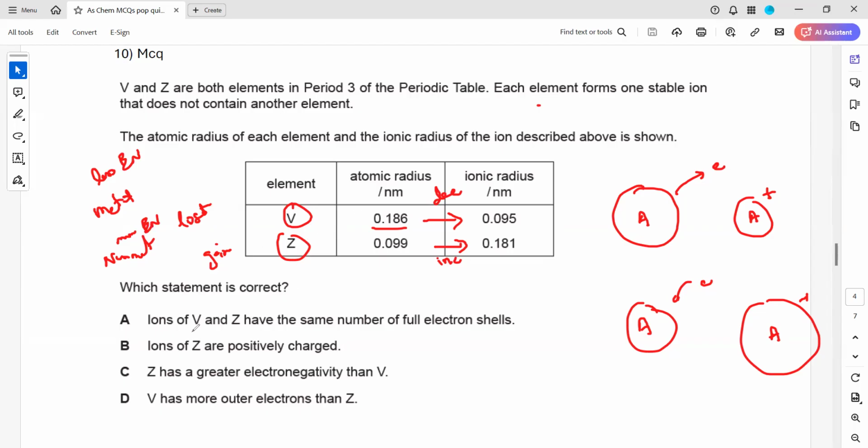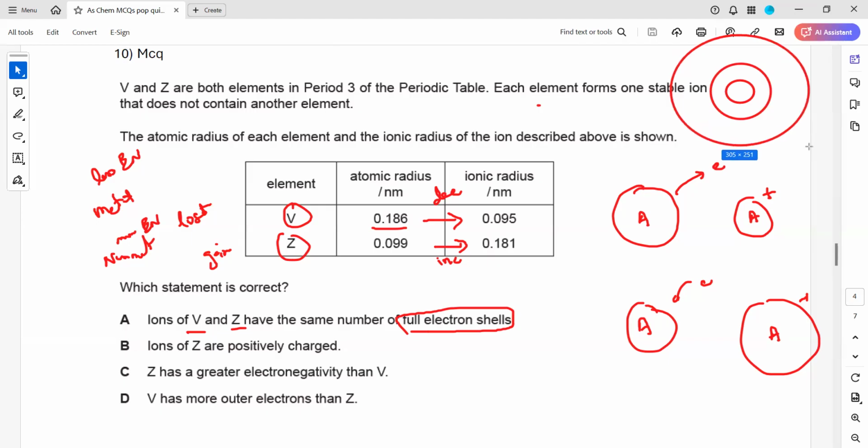The statement is: ions of V and Z have the same number of electron shells. That will be wrong. Why? Because when the positive ion is formed, for example, if this belongs to period 3, period 3 means they will have 3 electron shells. When this loses electrons, because the metal has a tendency to lose all the valence shell electrons, how many shells will be left for the metal when it forms a positive ion? It will have only 2 shells left, because the tendency of the metal is to lose all the valence shell electrons.